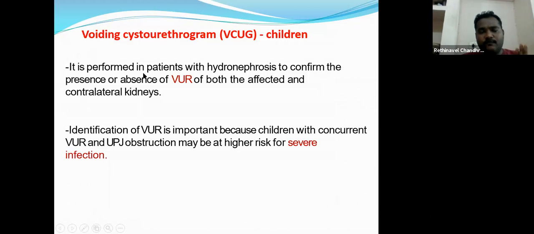So for adults we will do either ultrasound or CTKUB. Usually BCUG, that is MCU, will not be done for adults. It is only for children because, as already told, concomitant VUR and PUJO will be present in 40% of children. To diagnose this only, we are doing BCUG, but this BCUG is not important for adults. This may already have been told in pediatric urology.